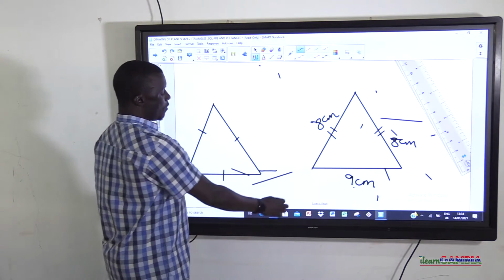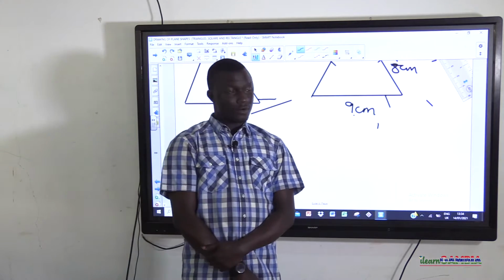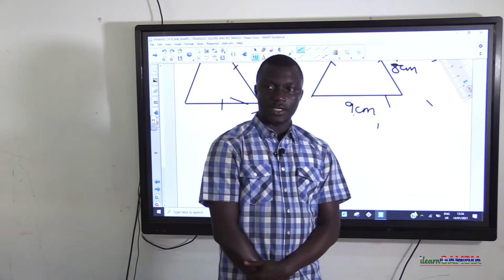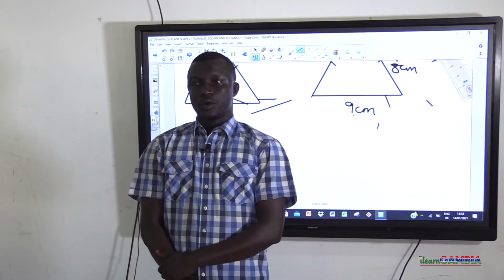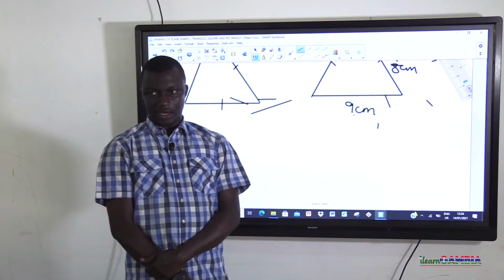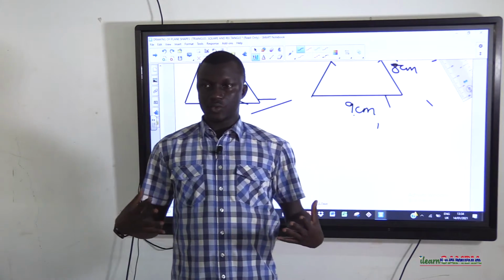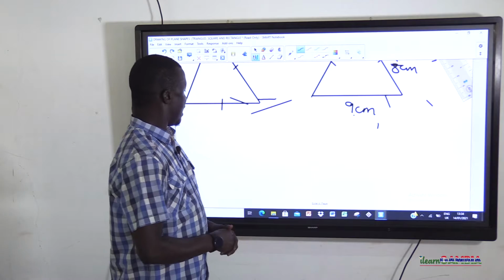Now we move on to the last one, that is a scalene triangle. We said the features of a scalene triangle are that it doesn't have a right angle, none of its angles is 90 degrees, and none of its sides are equal in length either. They are all different.